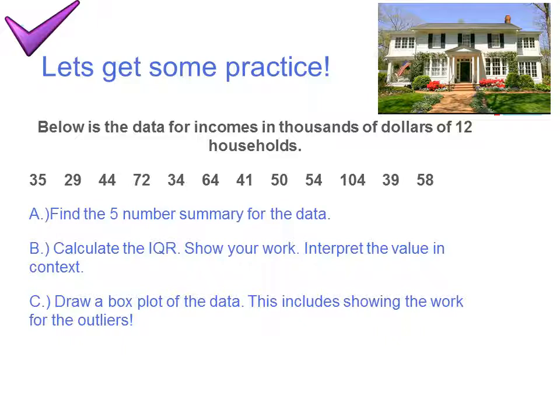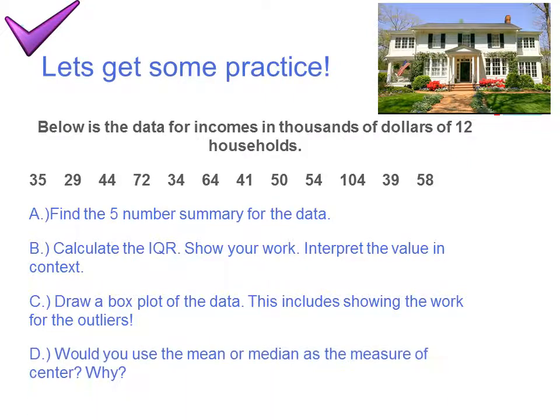3, draw a box plot of the data. Make sure you show the work for the outliers. Even if there are no outliers, you need to show the work and then state there are no outliers. And then I want you to make the decision, would you use the mean or the median as a measure of center? So just take a second, pause the recording, and then take a look at the answer on the next slide.